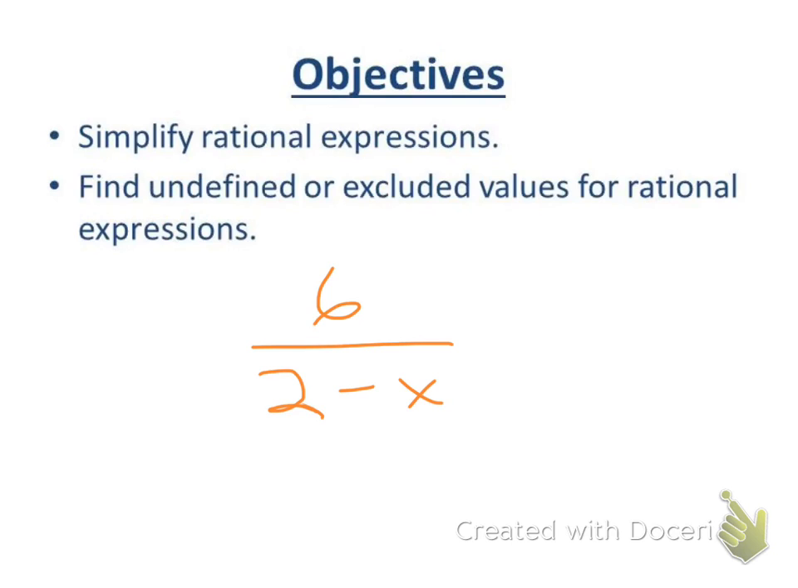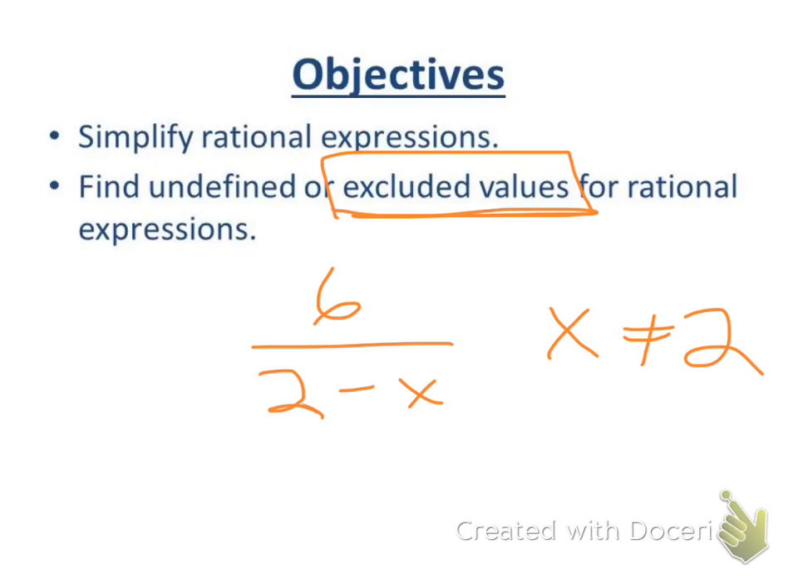Because if x is equal to 2, then our denominator has a value of 0, and division by 0 is undefined. So the excluded value for this expression, when we talk about excluded values, we're talking about what x cannot equal. X cannot equal 2 in this expression. That's called an excluded value for an expression because it would make the expression undefined. Very important concept in Algebra 2 and college algebra. Graphing rational functions, this comes into play.